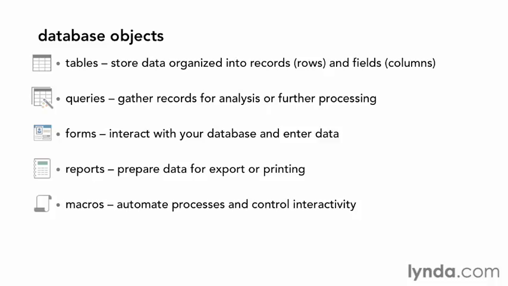It is the interaction of these 5 components that makes a database function. For instance, a form might help you enter data into a table. A query will then filter those records to a specific subset, and then a report will format that subset of records for printing. To create our objects, we'll be using multiple working modes called views.